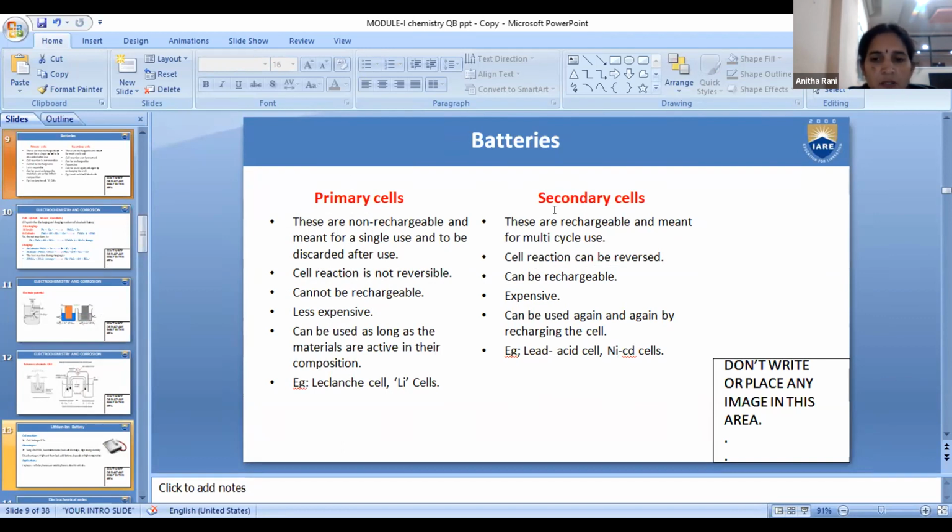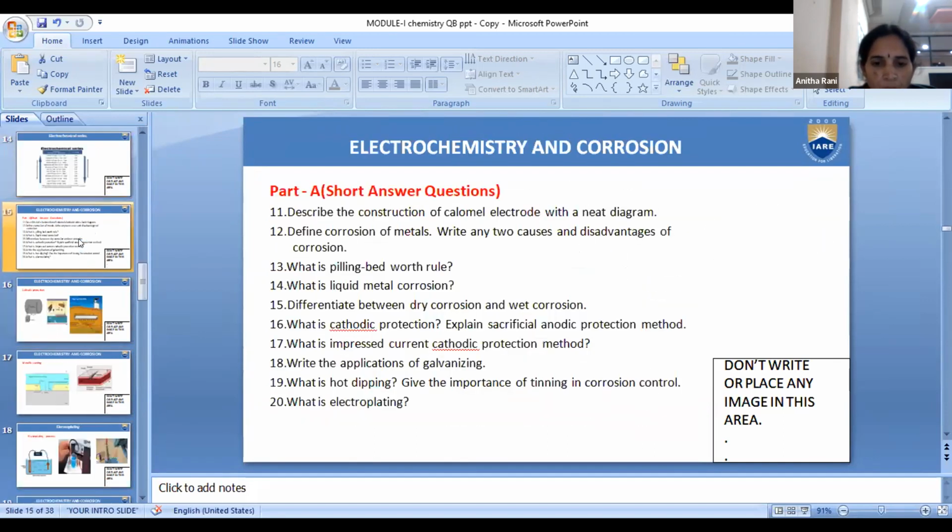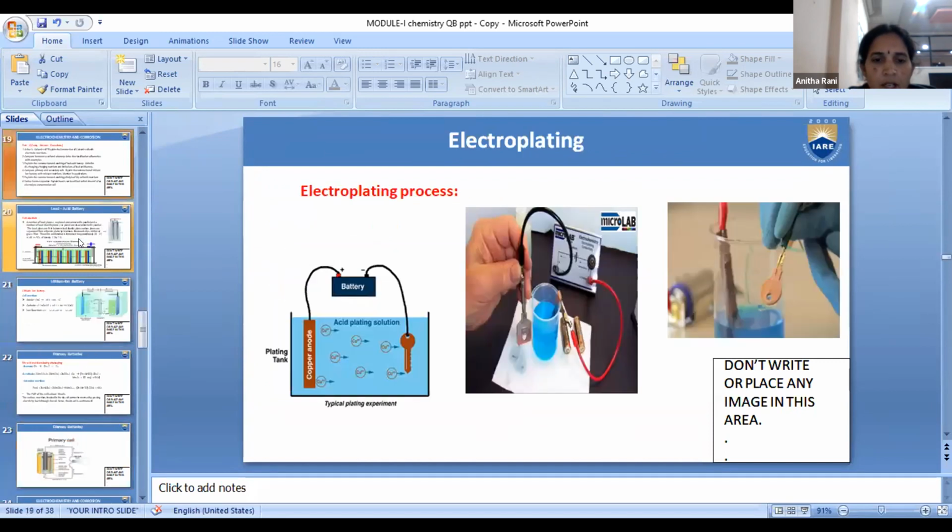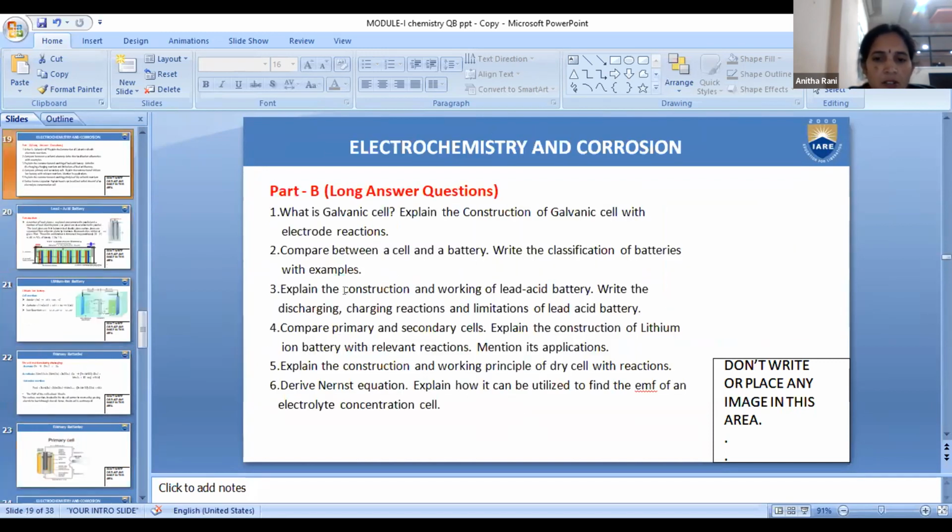Primary cells are less expensive, secondary cells are expensive, and primary cells can be used as long as the materials are active in their composition. Secondary cells can be used again and again by recharging the cell. Examples you write: Leclanche cell, lithium cells, and the secondary cells, lead acid cell, nickel cadmium cell. So those points you learn and write. Part B, second question: classification of batteries. You write primary batteries, all the points. Secondary batteries, you write all the points with examples.